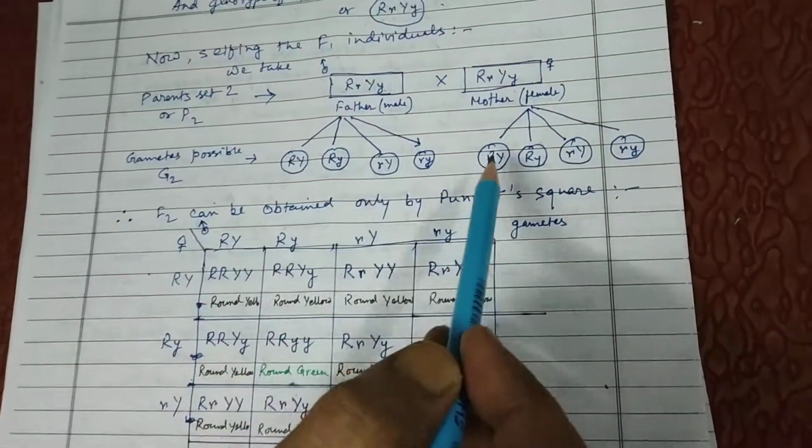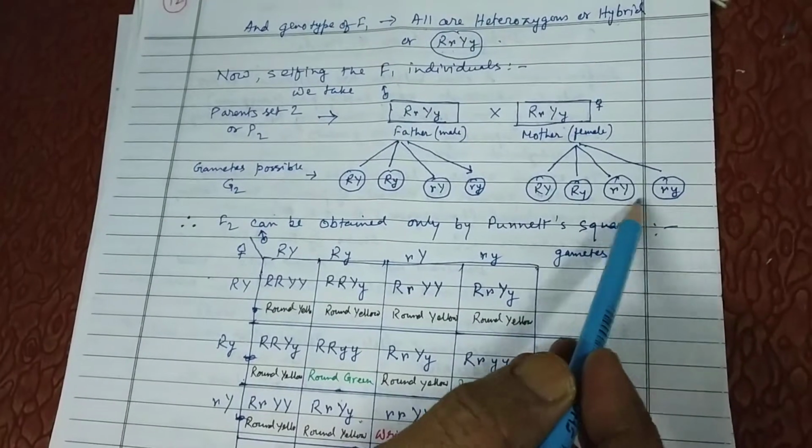R with Y, R with small y, small r with capital Y, and small r with small y. Similarly, the same thing is repeated like this: RY, RY, RY and RY.